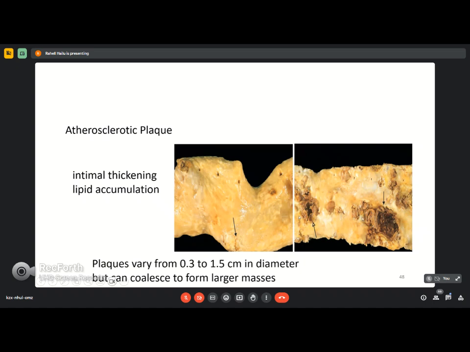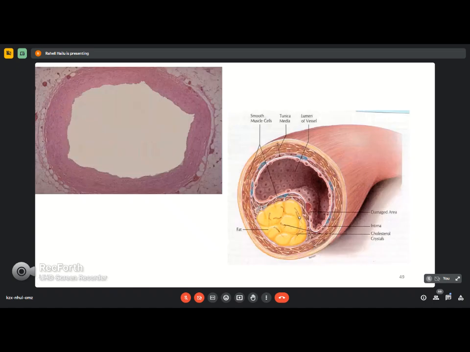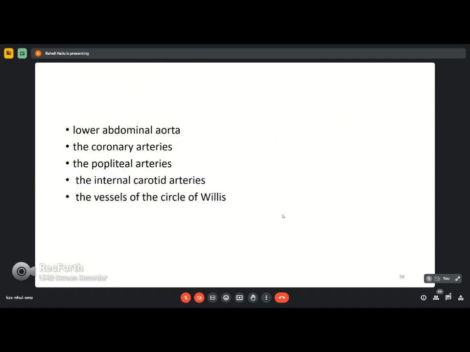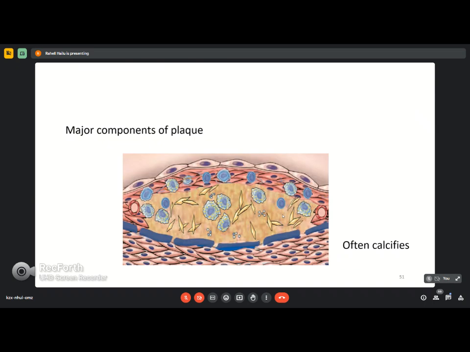Again here, again here, again here. More complicated lesions. So this is the normal arterial wall, and this is the vascular occlusion that you would expect with the formation of the atherosclerotic plaque. So when you look at the anatomy of the atherosclerotic plaque, maybe I should have mentioned this before.